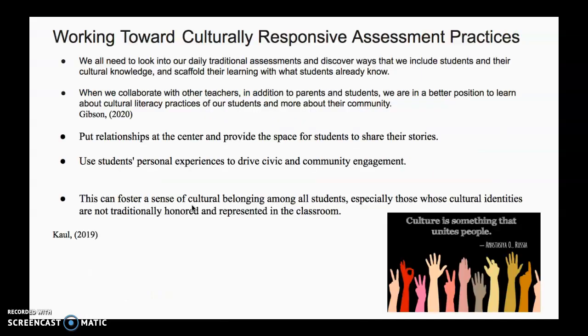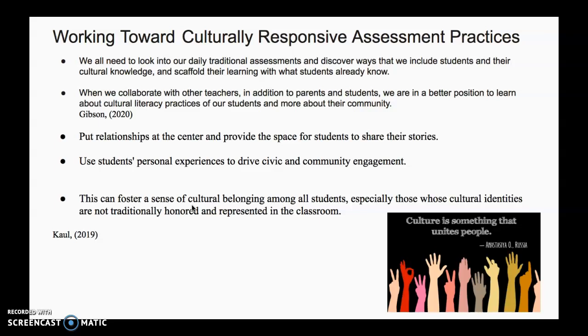Continuing on, we're going to be working towards culturally responsive assessment practices. And what does this mean? We have to make assessment fit the language of the students in the community that we're teaching. We all need to look into our daily traditional assessments and discover ways that we include students in their cultural knowledge and scaffold their learning with what the students already know.